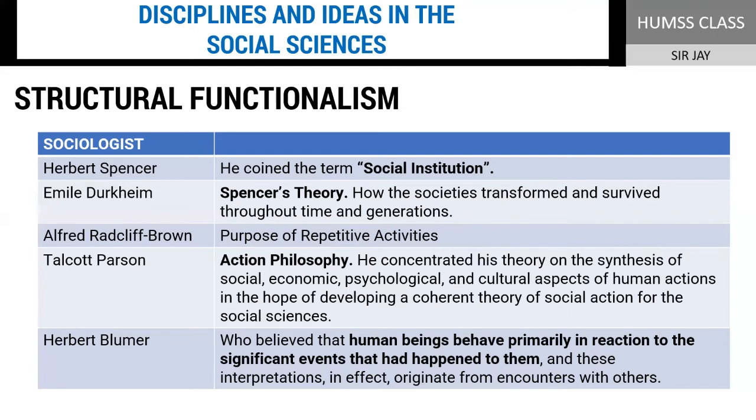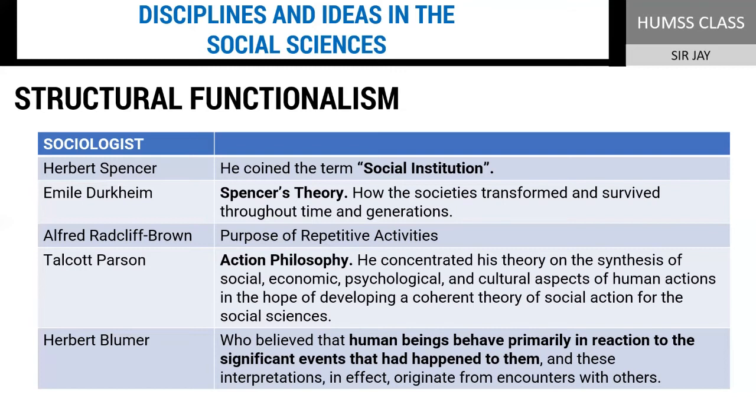Next is Alfred Radcliffe-Brown. Brown stated that the purpose of some repetitive activities as played in social life provides an impact on social stability and continuity as a whole. Next one is Talcott Parsons. He outlined the historical theoretical theories of Weber, Durkheim, and Vilfredo Pareto to develop his action philosophy. So what is action philosophy? It is concentrated on the synthesis of social, economic, psychological, and cultural aspects of human actions in the hope of developing a coherent theory of social action for the social sciences.